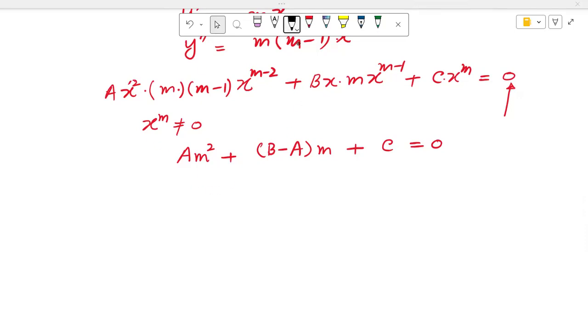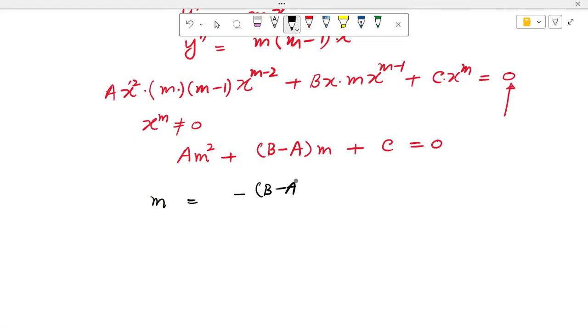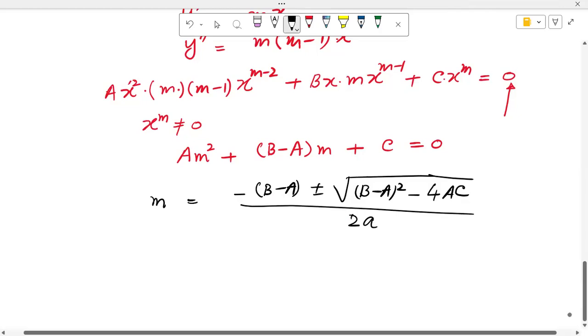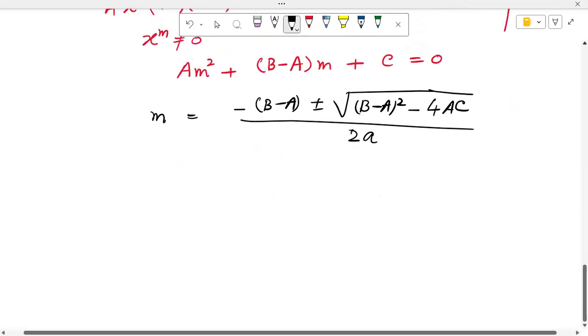From here we have got the auxiliary equation, and now we can develop the roots of m. So m is equal to minus (b minus a) plus minus the square root of (b minus a) squared minus 4 times a times c, divided by 2a.